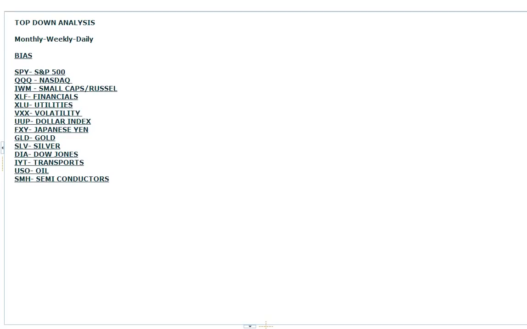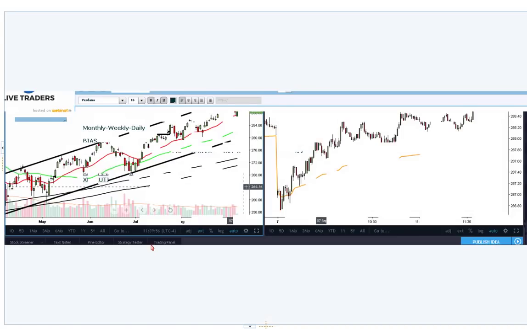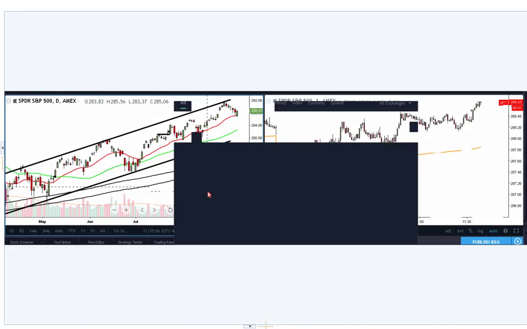Long term is bullish. Short term is also bullish. All right. Now let's go to the NASDAQ. QQQ.